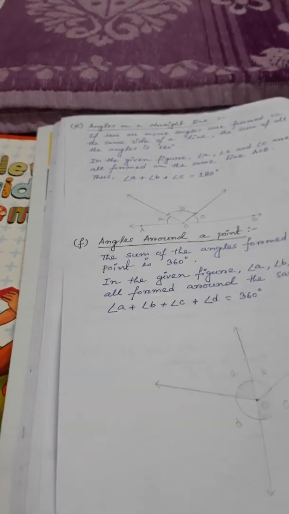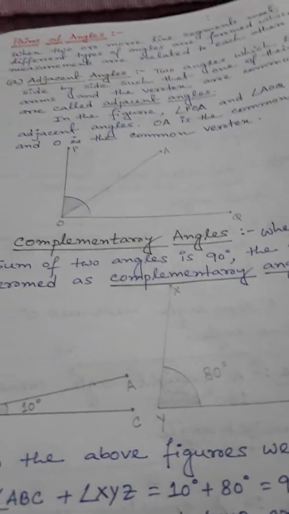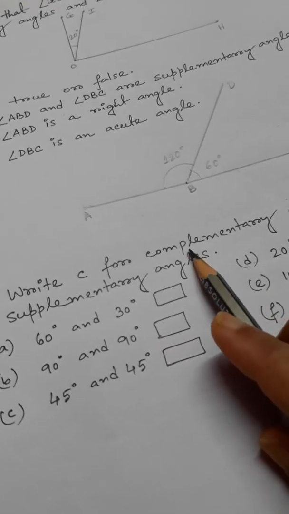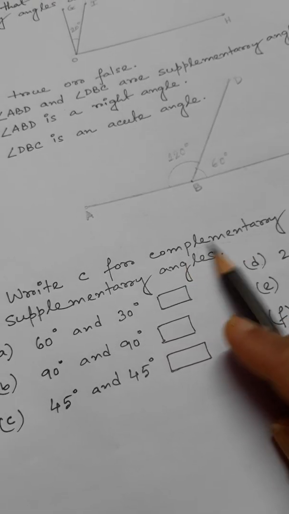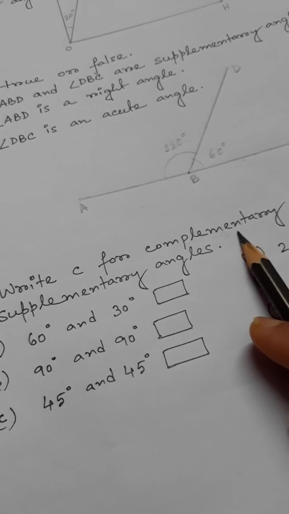So these are some types of pairs of angles. Please remember these things, when we say complementary angles and when we say supplementary angles, because those are very important. In my worksheet I have given some questions. See here, students, question number 3: write C for complementary and S for supplementary angles. Remember one thing: in complementary angles the sum of the angles is 90 degrees.